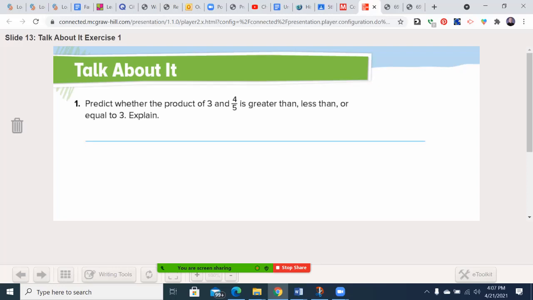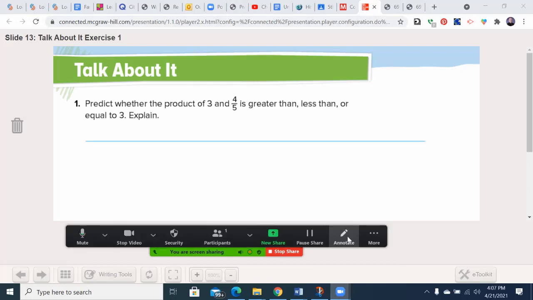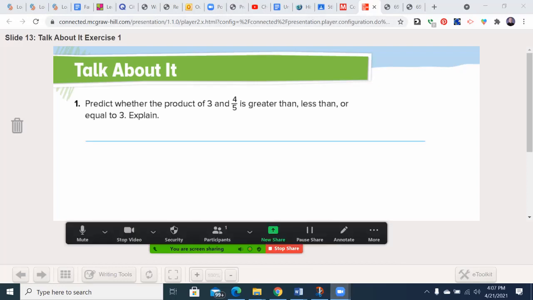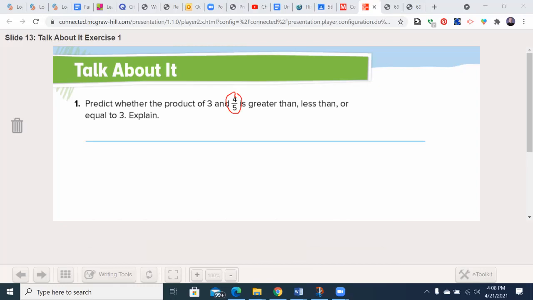Is the product of 3 times 4/5 greater than, less than, or equal to 3? The answer is less than 3. And I know that because 4/5, my fraction right here, is less than 1. So automatically, I know that my product is going to be less than the original 3.